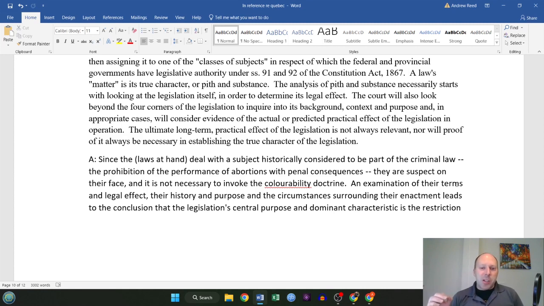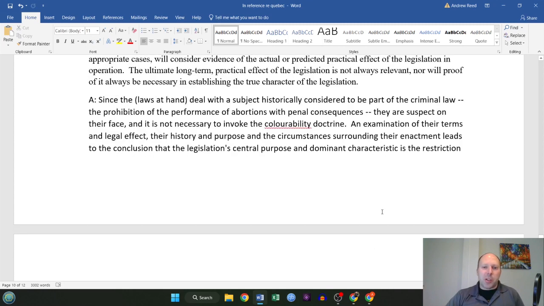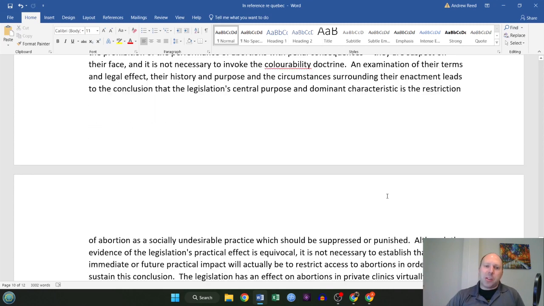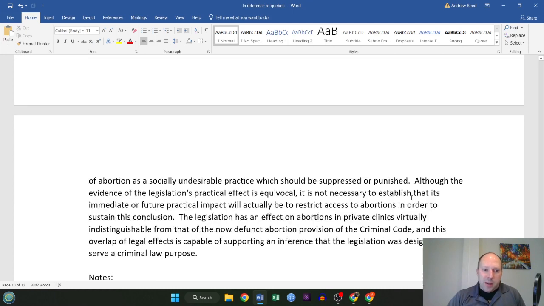And examination of their terms and legal effects, history, purpose, and circumstances surrounding their enactment led them to the conclusion that the central purpose and dominant characteristic is restriction of abortion because it's socially undesirable, and therefore should be suppressed or punished. And it's not necessary to find out what the actual impact of this is, according to them.